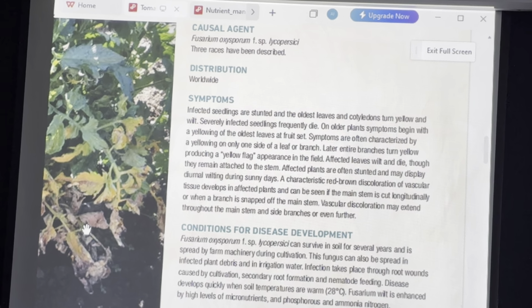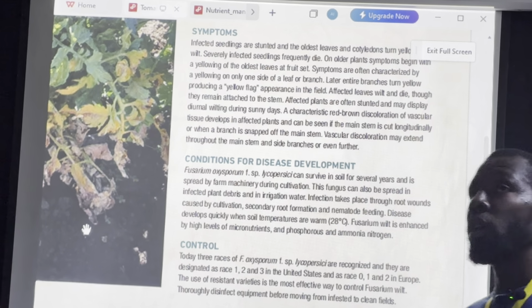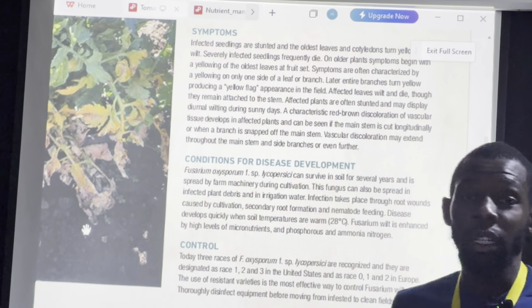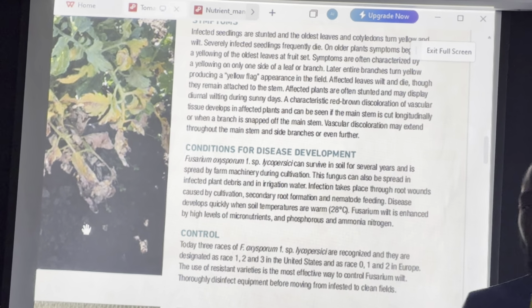Vascular discoloration may extend throughout the stem and side branches or even further. Conditions necessary: they can survive in soil for years and are spread by farm machinery through cultivation. This fungus can also be spread by infected plant debris and in irrigation water. One of the other conditions necessary for any fungal development is misuse of irrigation water, mostly overwetting.